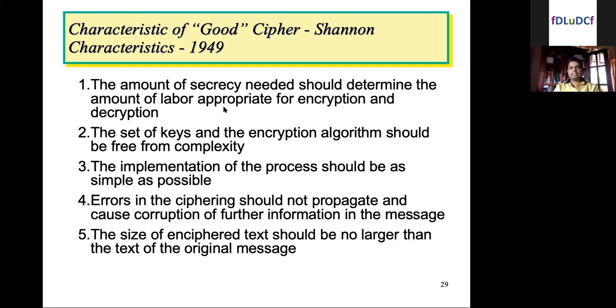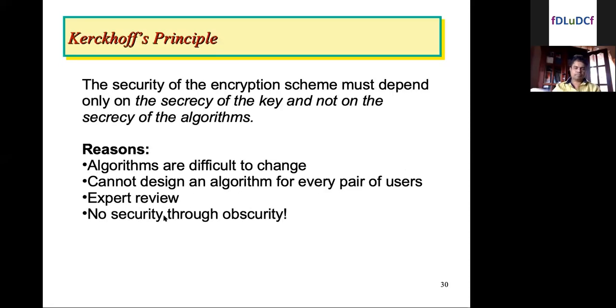Then Shannon further said the size of the plain text should equal the size of the ciphertext. That is also correct because if the size changes, we need more space to store it plus more bandwidth to transmit it. So we still prefer having the plain text size equal to the ciphertext size. But when you study modern encryption algorithms, you may see that this is not true. In most modern encryption, the ciphertext sizes are larger than the plain text size. So these are the five properties.